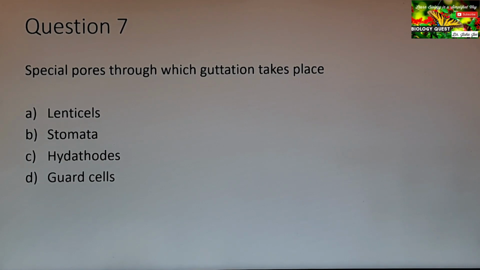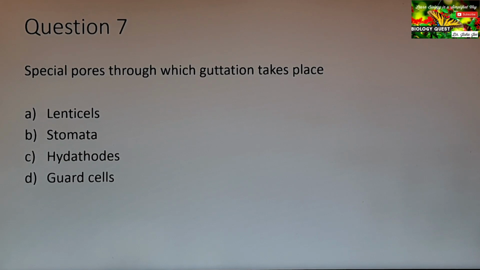What are lenticels? Lenticels are minute openings on the bark of old stems. Stomata, we know, are minute pores on the surfaces of leaves. On the epidermis of leaves, you can see the stomata. Guard cells are the bean-shaped cells present at the opening of the stoma, or the stomatal pore. So, which is the correct answer? Special pores through which guttation takes place? Hydathodes. Option C. Hydathodes is the correct answer.